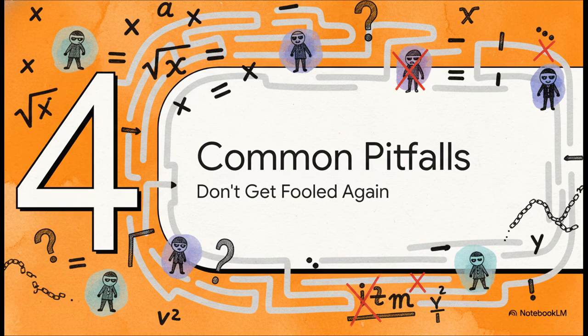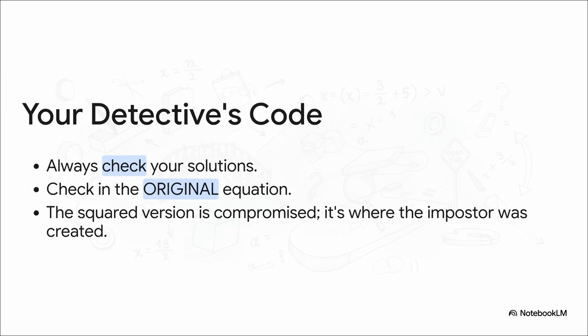Okay, so we've seen how to catch these guys. Now let's wrap this all up by talking about the key rules you need to remember so you never get fooled by these ghost solutions ever again. Think of this as your new detective's code. Rule number 1, always check your solutions. No excuses. Rule number 2, and listen up, because this is the most important one, you have to return to the scene of the crime. That means you must check your answer in the original equation with the square root. Checking it in the squared version is pointless. That's the compromised equation where the imposter was born in the first place.